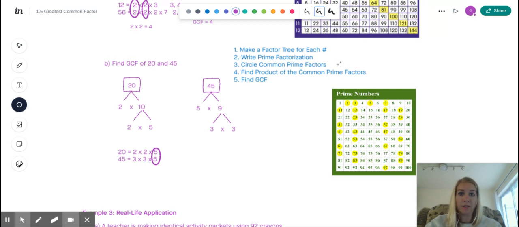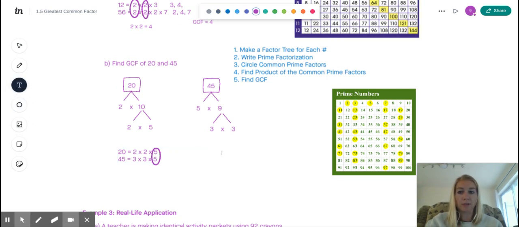So step 4, it's done. Step 5, find greatest common factor, which is the only factor in this case, which is 5. All right, that's it.